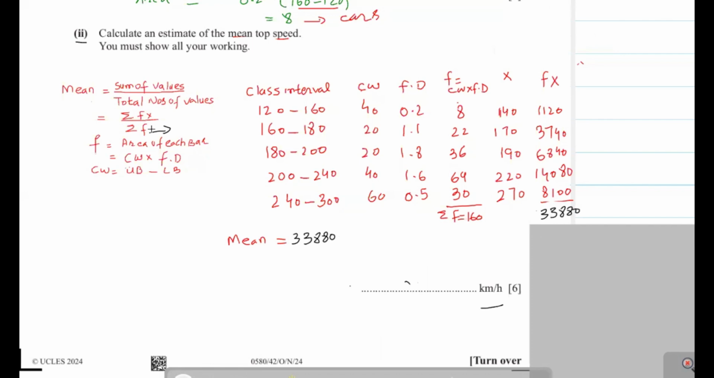and 33,880 will be the summation fx, divided by summation f. Summation f is the sum of frequency values, and this is equal to 160. And when we divide 33,880 by 160, we get 211.75. This will be the mean speed.